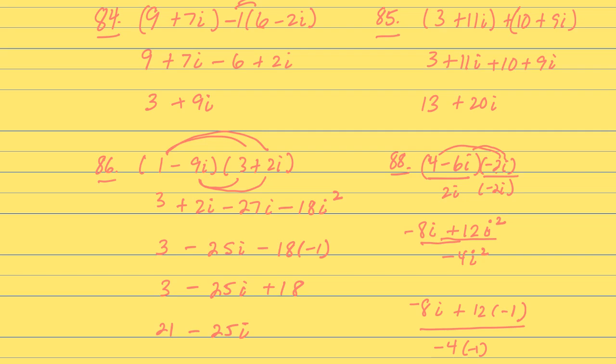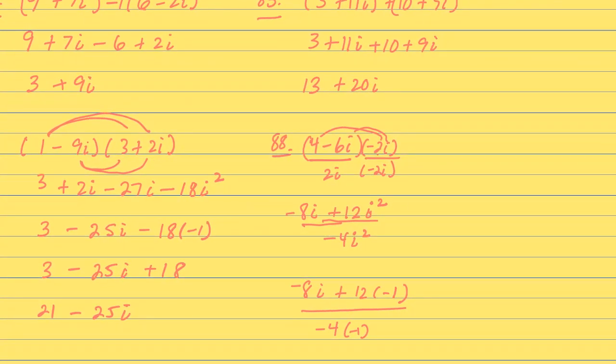What I have is negative 12 minus 8i, and then we're going to divide by 4. So negative 12 divided by 4 is negative 3, and negative 8i divided by 4 is negative 2i.